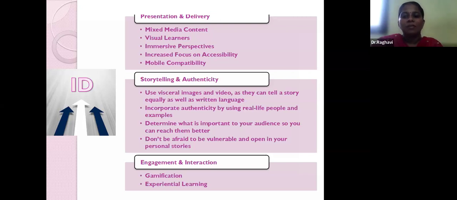Please always remember that you can mix media content. Mixed media content is like including your text-based content with graphs or charts or images or videos so that your learners visualize the concepts. Okay? It makes the connection between various points in the text. That is what is mixed media content. Visual learners. Not everyone is a visual learner. And it is important for us to understand the improved learning experience.